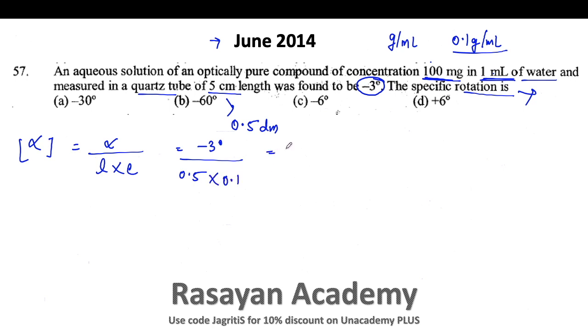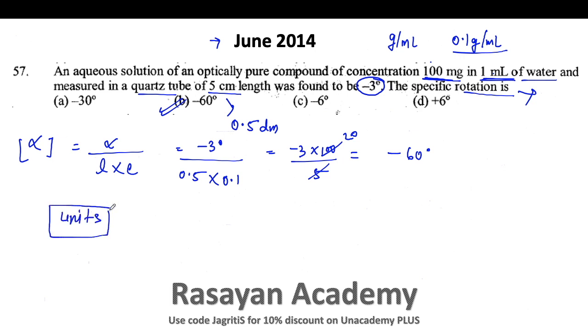So this is coming out to be minus 3 into 100 divided by 5. So minus 60 degrees. All right, so the answer is going to be minus 60 degree, and we have used a very simple direct formula over here. Just take care of the units. Okay, nothing else. Answer is minus 60 degrees.